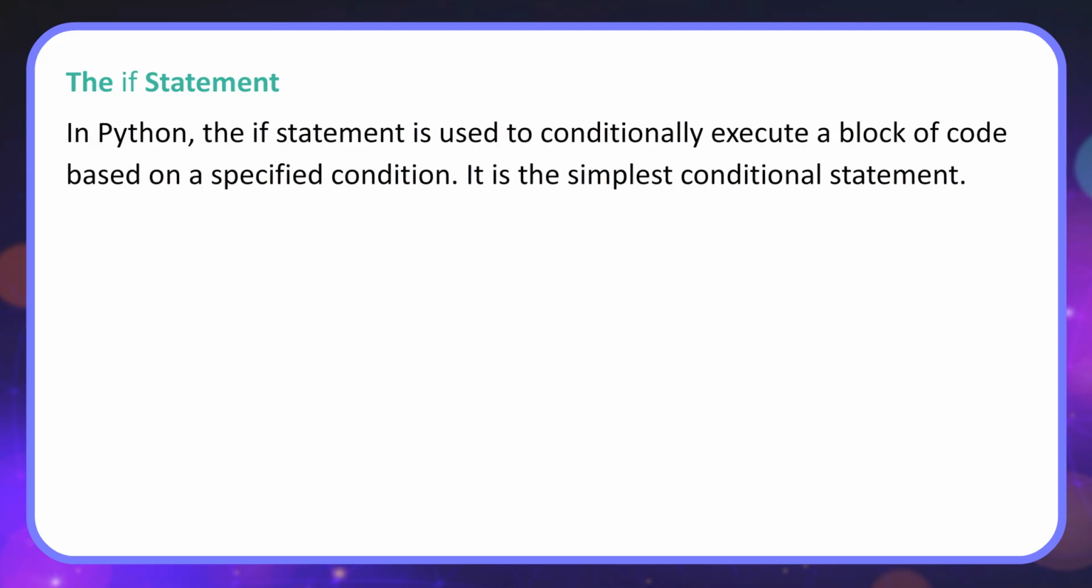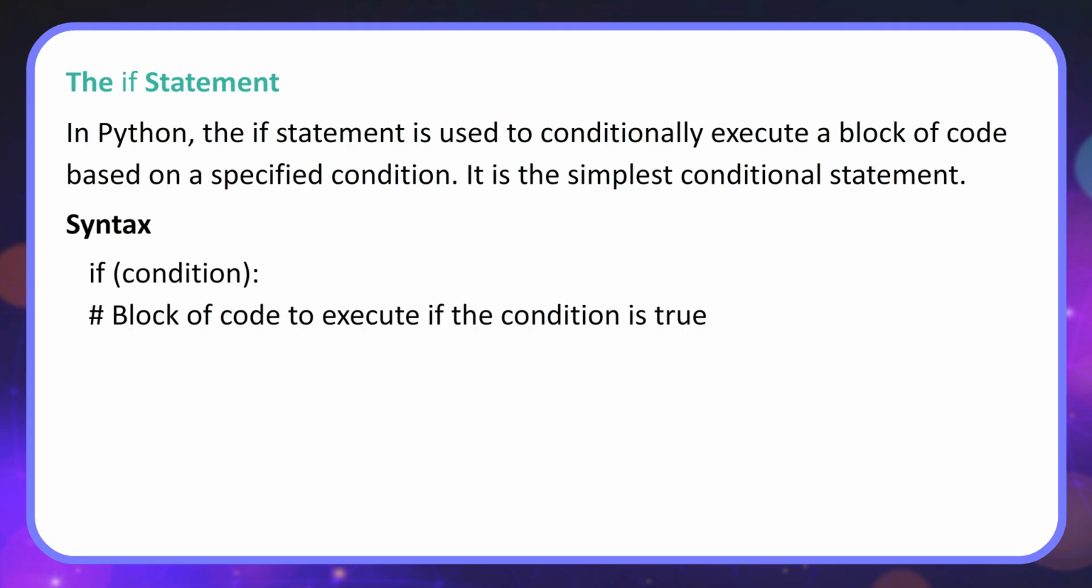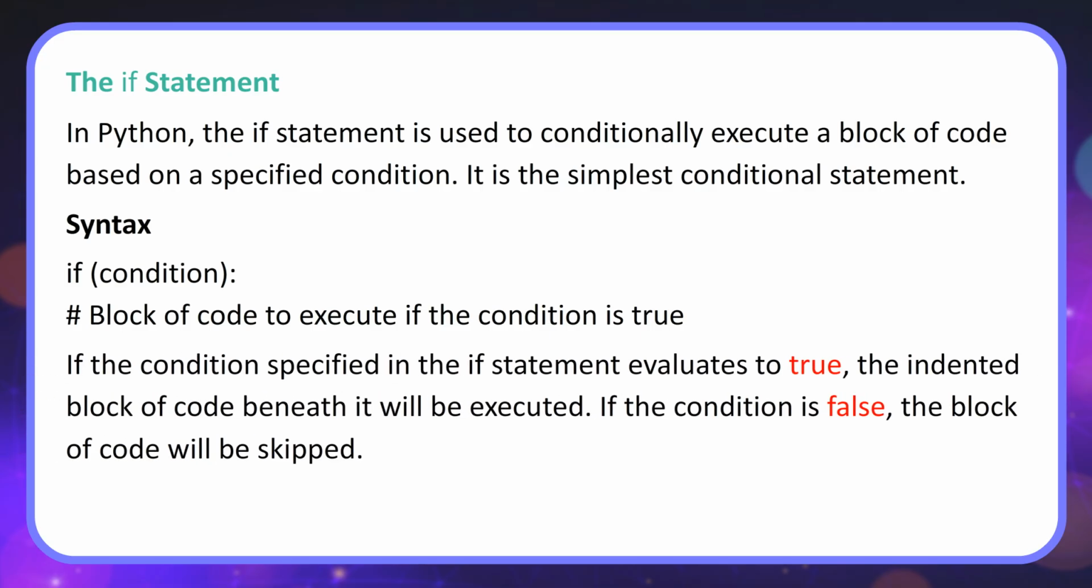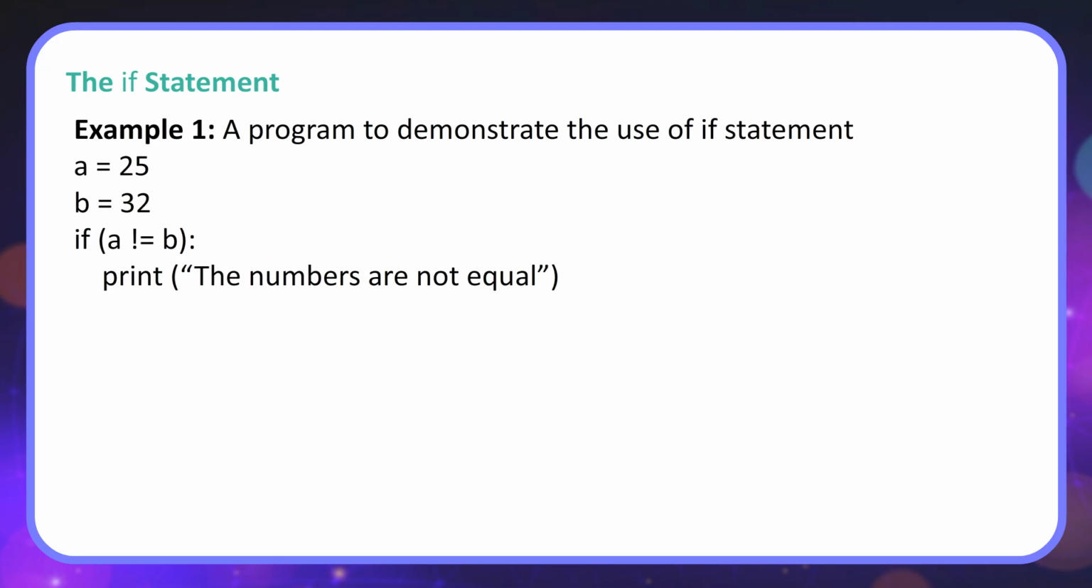The if statement. In Python, the if statement is used to conditionally execute a block of code based on a specified condition. It is the simplest conditional statement. Syntax: if condition, block of code to execute if the condition is true. If the condition specified in the if statement evaluates to true, the indented block of code beneath it will be executed. If the condition is false, the block of code will be skipped.